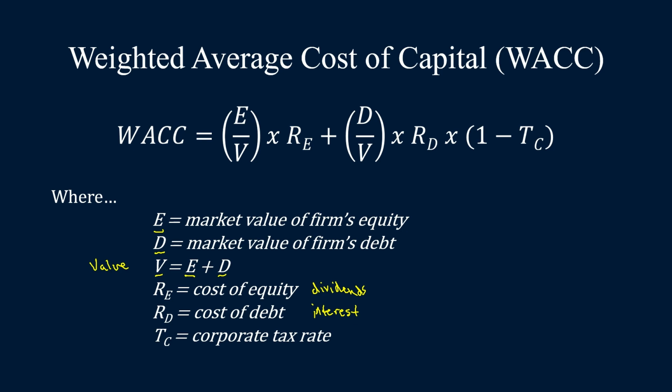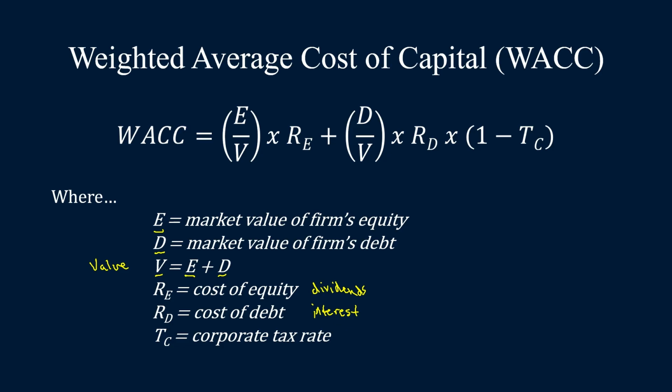So we have a cost of equity, cost of debt. And then we have our TC, which is the corporate tax rate. And that's how much the company has to pay for taxes.